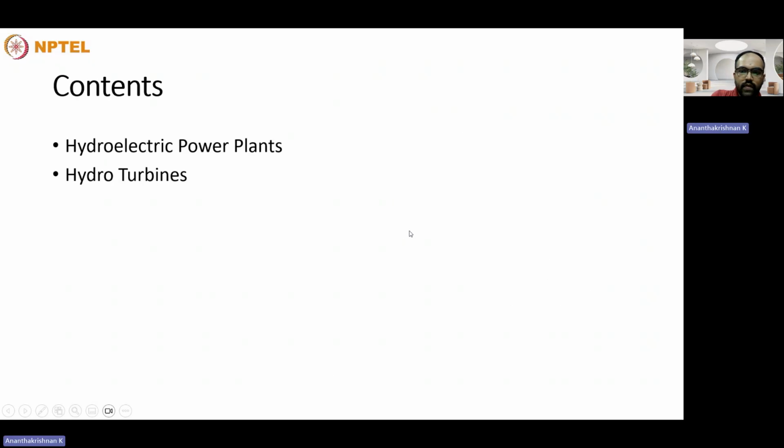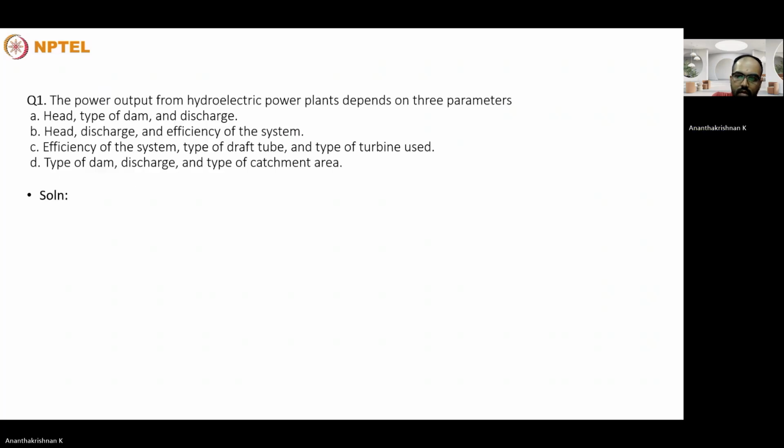So in this week, we will see the continuation from last week. Till last week, we have seen steam turbines. From this week onwards, we'll look into hydro turbines and hydroelectric power plants. So we can move into the multiple choice questions and the numericals that I have set for this tutorial session. The first MCQ, look into it, and I'll also try to solve it.